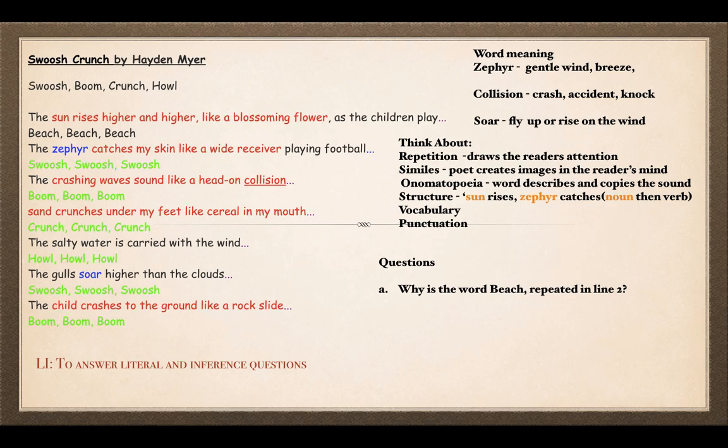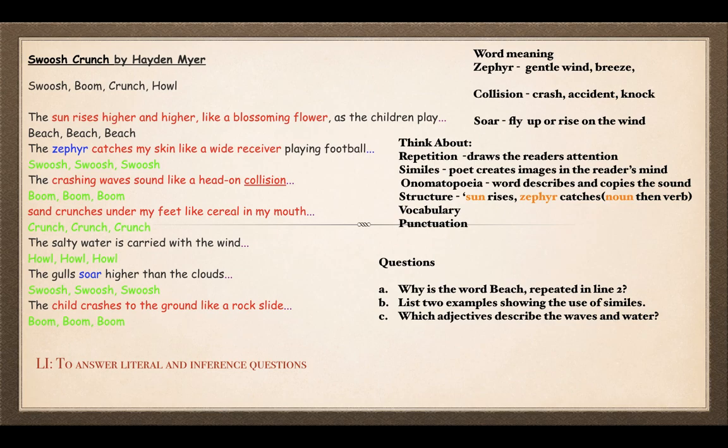We talked about beach at the beginning. Remember, I said it was a noun. Why beach, beach, beach? Why did the poet use the word beach 3 times? Repetition. B, list 2 examples showing the use of similes. Well, you're quite lucky because I've highlighted the similes.